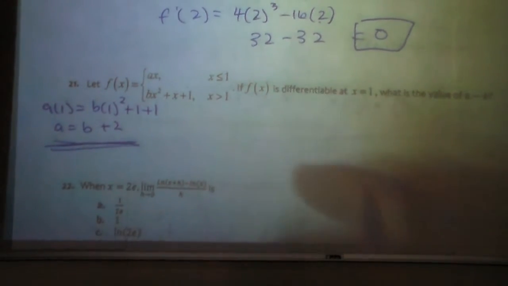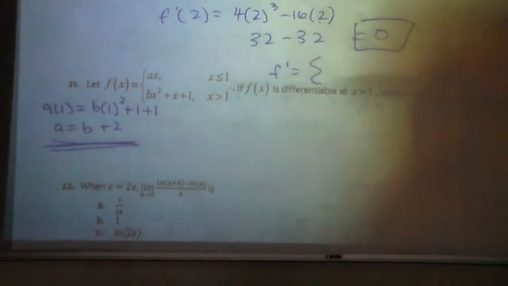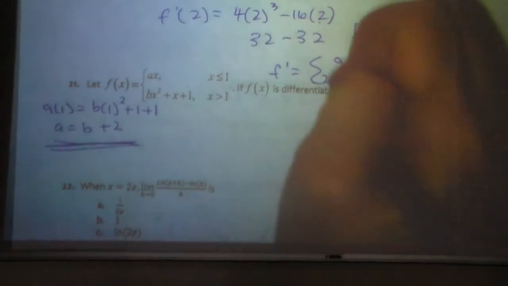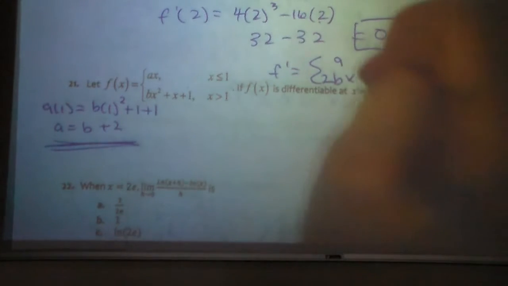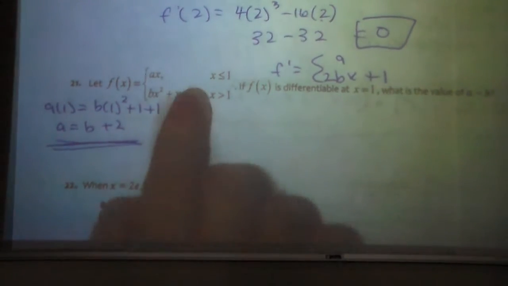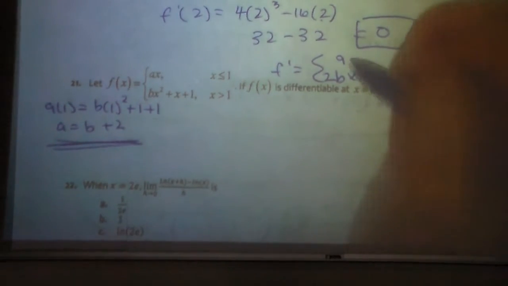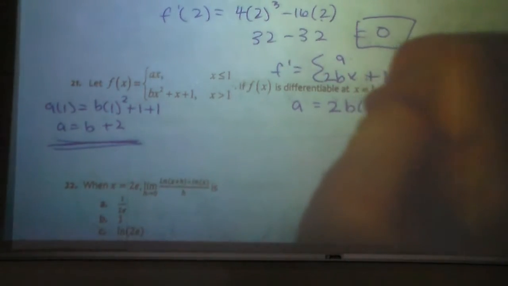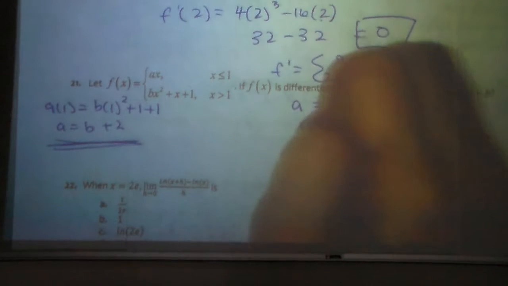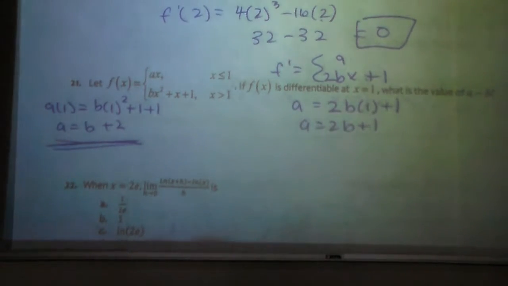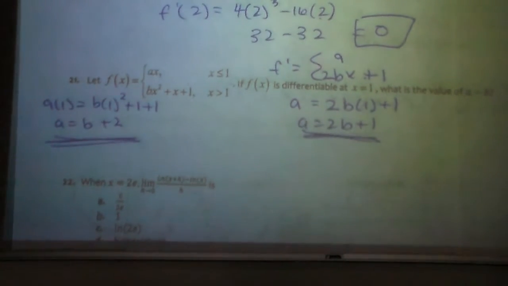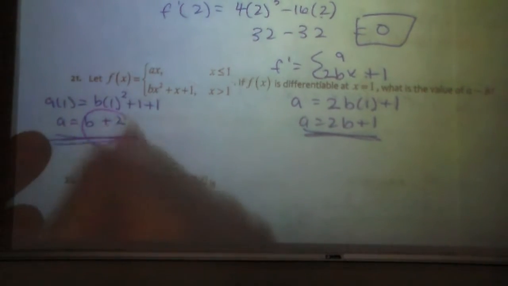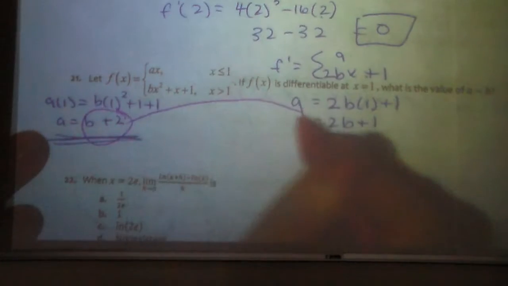But to be differentiable, their derivatives have to also be equal. So derivative of ax would be a, derivative of bx squared would be 2bx, and derivative of plus x is plus 1, that one goes away. Now I need their derivatives to be equal at x equals 1, so I have a equals 2b times 1 plus 1. So a is 2b plus 1. I've got two equations, I've got two unknowns. So I'm just going to substitute. This one is already solved for a, so I'm going to take it and substitute it in.